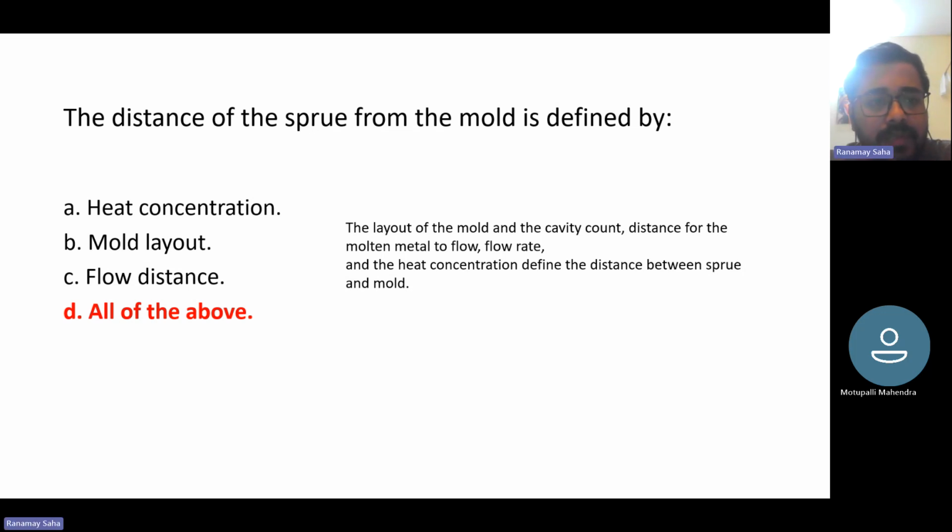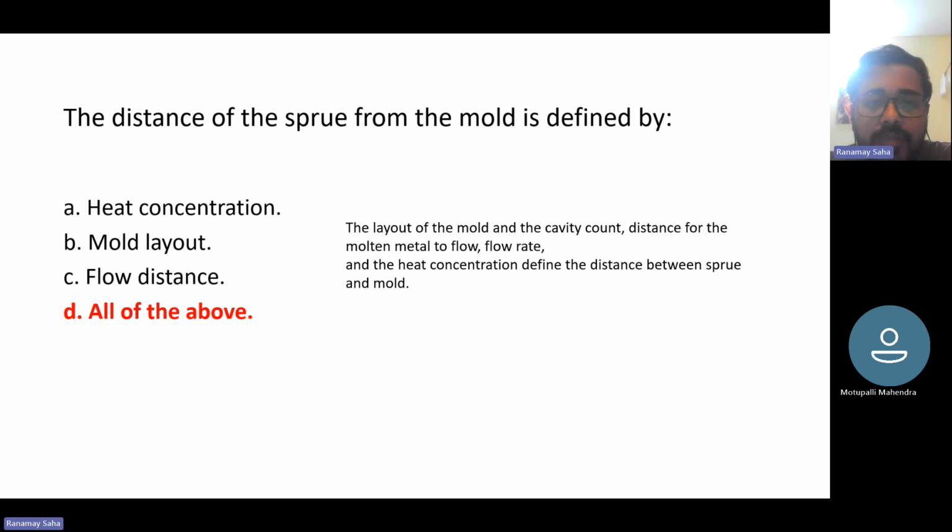Then the mold layout is another one. So consider the layout of the mold and the cavity. These are very important factors while designing a sprue. And then you have this heat concentration factor. This is obviously very important because the heat concentration factor decides what kind of defects are going to be included, what your solidification time will be, and the thermal gradients during your solidification process.